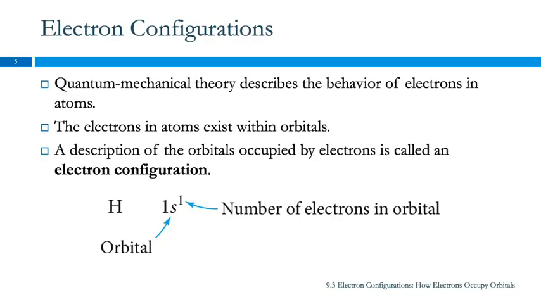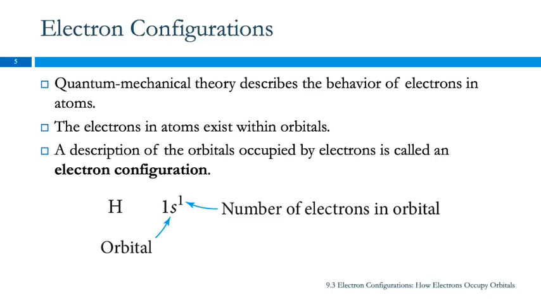So electron configurations. We've talked about quantum mechanics and the behavior of electrons. Well, if you had to sum up the behavior of electrons in one word, what would you call it? Well, weird. Strange, perplexing, incomprehensible, disturbing, yeah. Uncertain, yeah, uncertain, definitely.